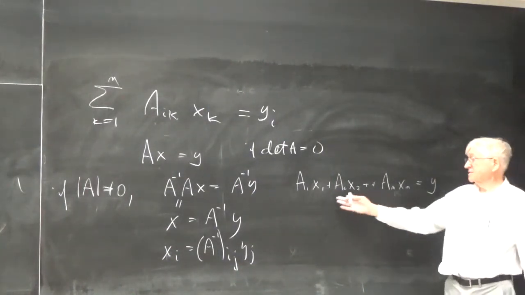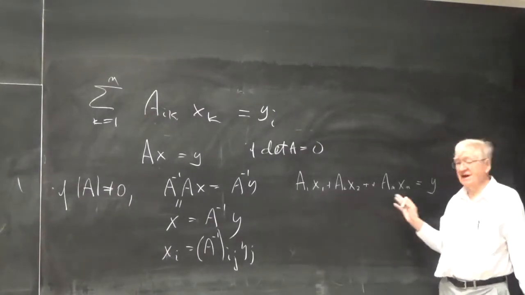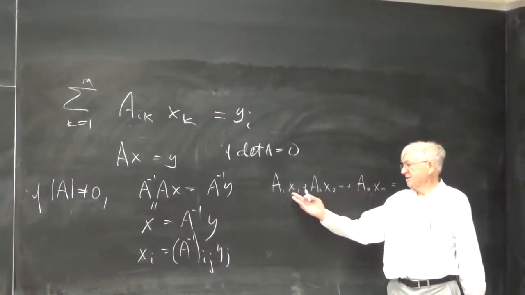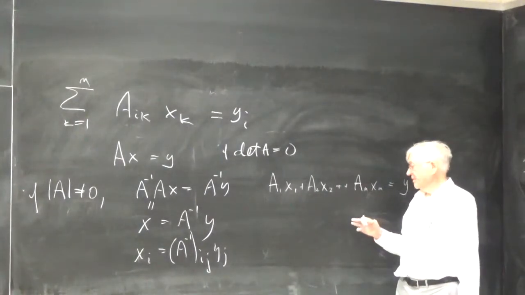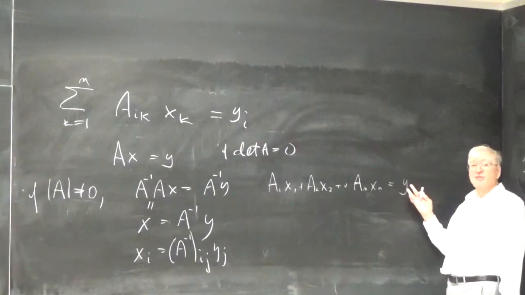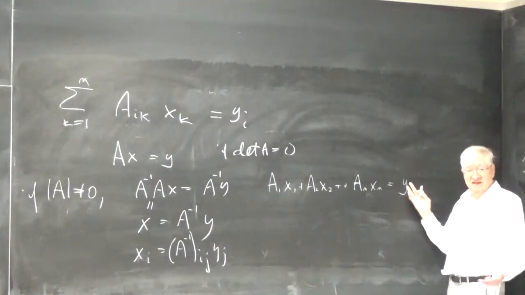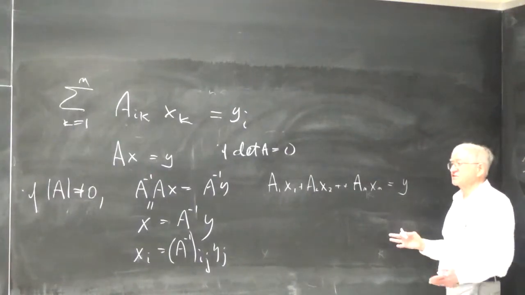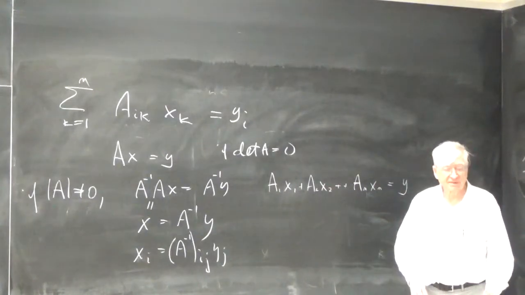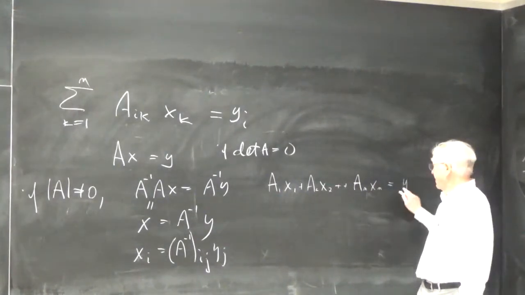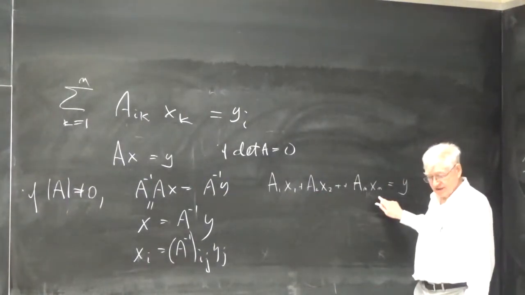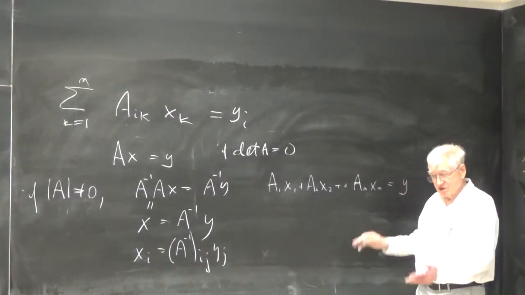But if the columns are linearly dependent, then these n vectors span only a subspace of the vector space. So we get a solution if y happens to be in that subspace. If it's not, we don't get a solution. So that's the situation when the determinant of A vanishes. You sometimes have a solution, you sometimes don't. If y is in the subspace spanned by the columns of the matrix A, you have a solution. If it's not in that subspace, you don't have a solution.